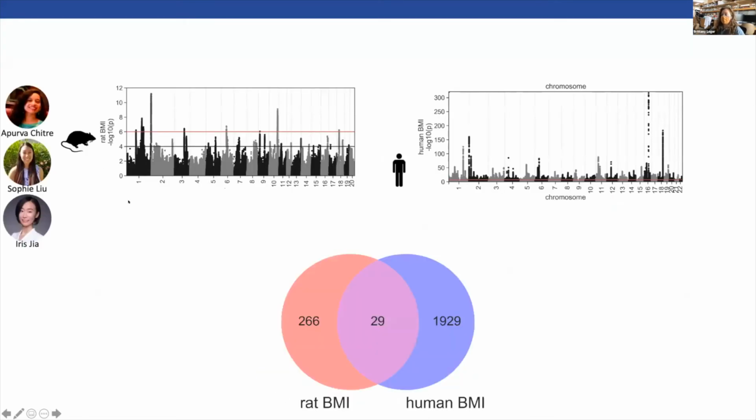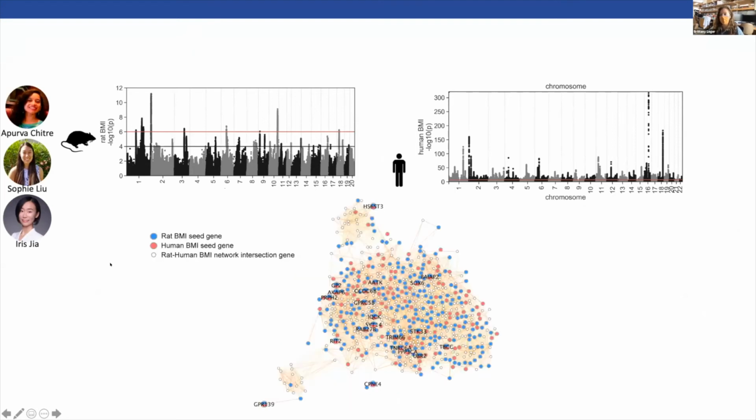We're studying this in BMI initially because it's a highly heritable trait with lots of genes. It's very polygenic, and there's a clear through line biologically between human and rat BMI. So rather than taking our small number of intersecting genes between our two data sets, now we can have this massive network of genes. Here we show our network, where in blue are our rat BMI genes and red are our human BMI genes. And then in white are all of the genes that are significantly intersecting between these two networks.